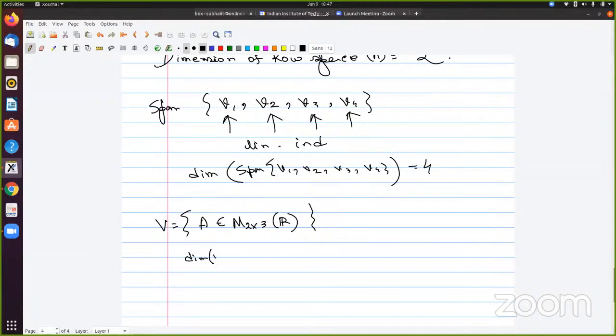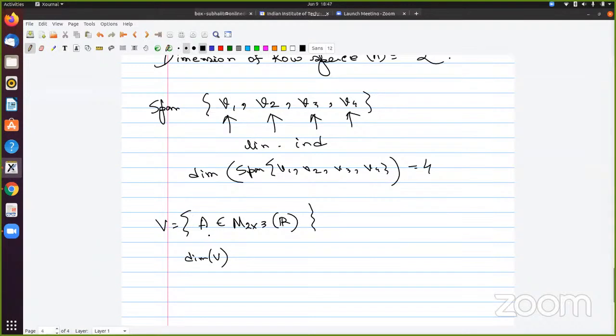Here I am not talking about any particular matrix, right? Here I am taking the set of all 2 cross 3 matrices. This will form a vector space with the usual matrix addition and scalar multiplication. Now I can calculate the dimension of this vector space.